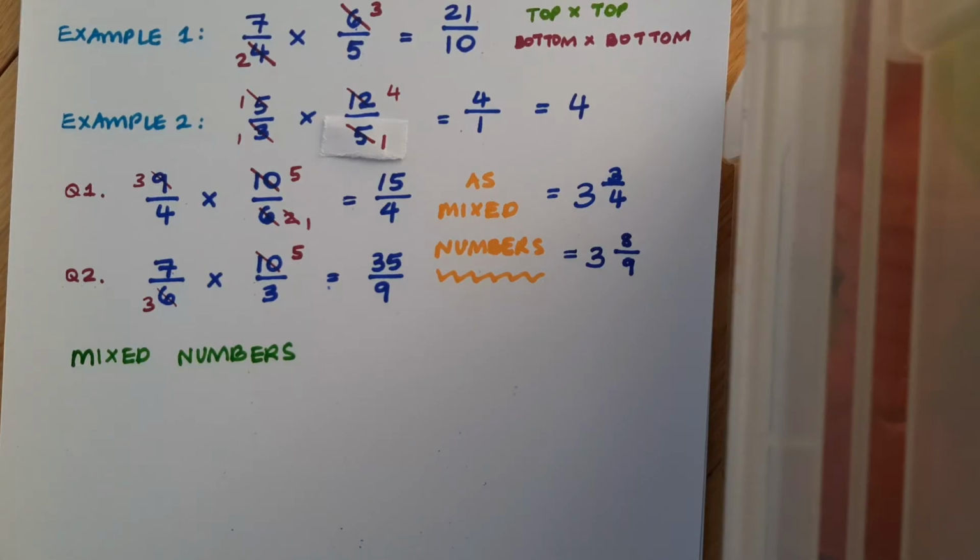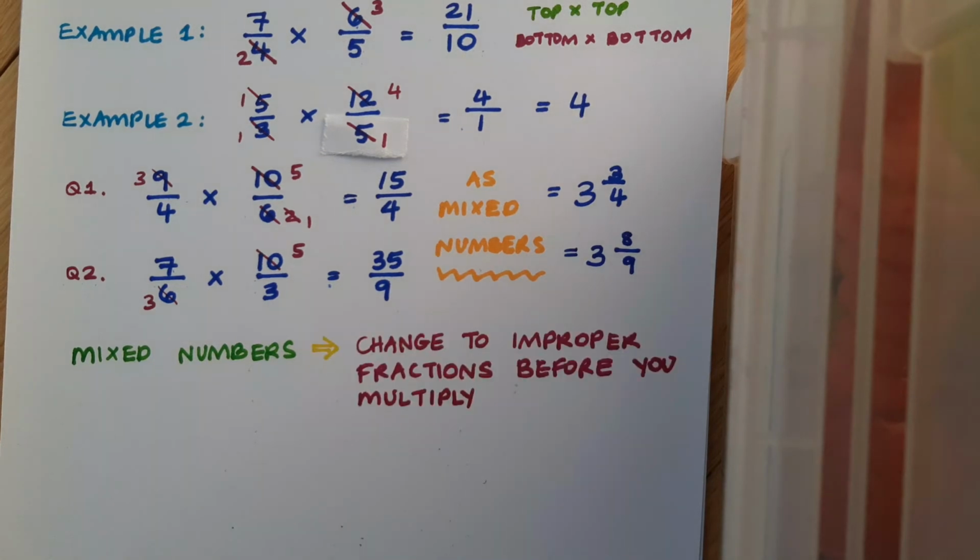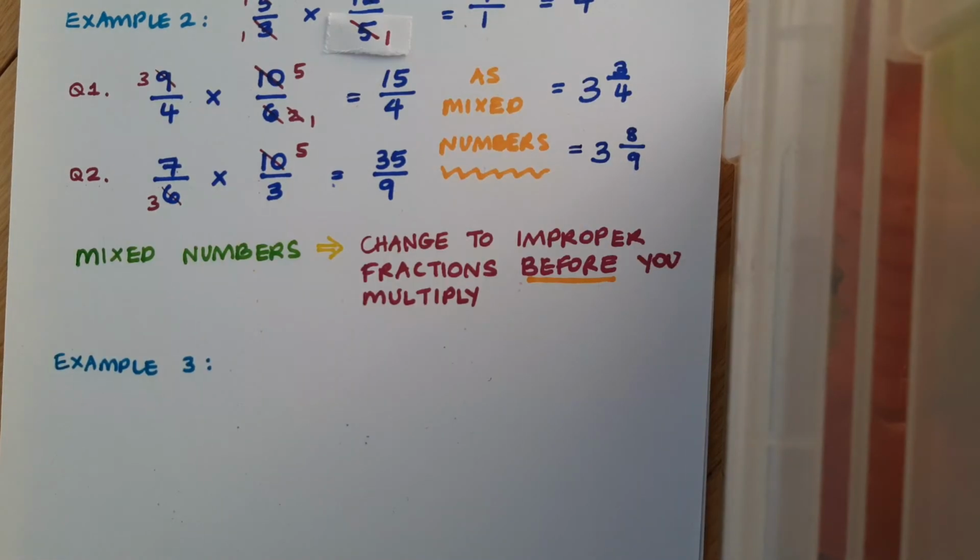So now we're going to have a look at multiplying mixed numbers. The important thing when multiplying mixed numbers is that you should always change them to improper fractions before you multiply. If you're a bit hazy on how to do this, there's a previous video that you can go back and watch to practice if needs be. So let's look at an example. I want to multiply 1 1/2 by 2 2/3.